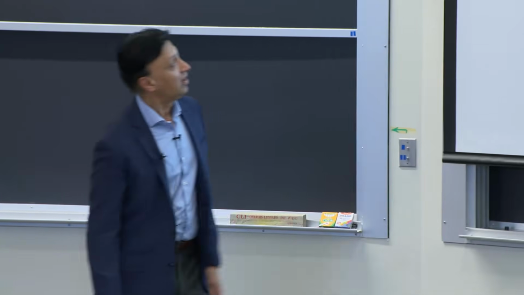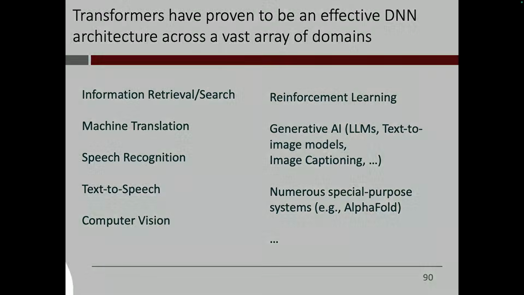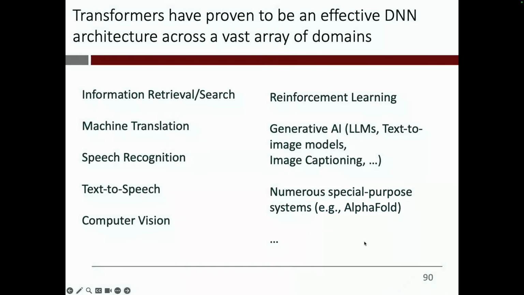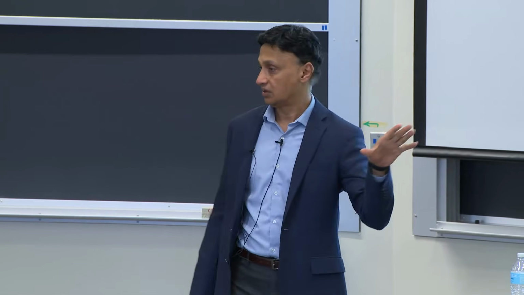So I mentioned earlier that transformers have proven to be effective for a whole bunch of domains outside of natural language processing, like speech recognition, computer vision, and so on and so forth. And so I want to give you a couple of quick examples of how to think about using transformers for non-text applications.